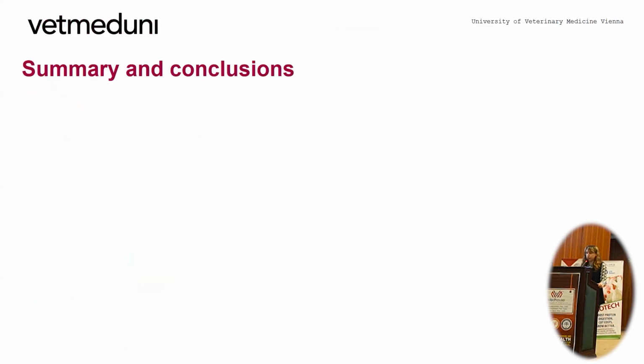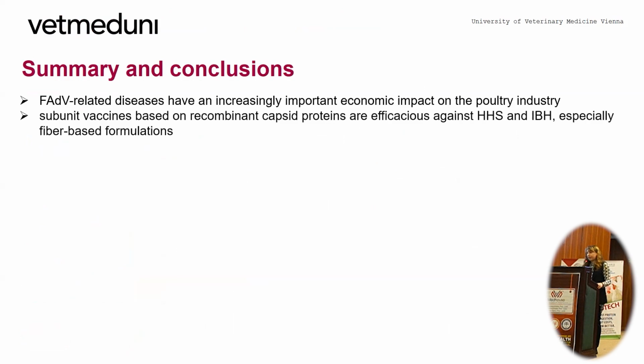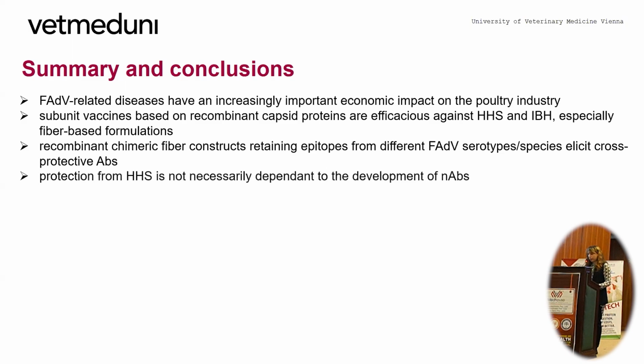This already leads me to my summary and conclusion. So Fowl adenovirus-related diseases have an increasingly important economic impact on the poultry industry. Subunit vaccines based on recombinant capsid proteins are efficacious against HHS and IBH, especially fiber-based formulations. And these recombinant chimeric fiber constructs that retain epitopes from different Fowl adenovirus serotype species can elicit cross-protective antibodies.